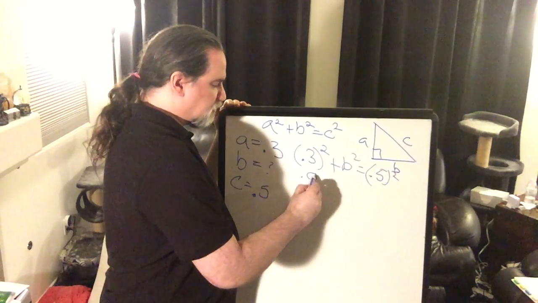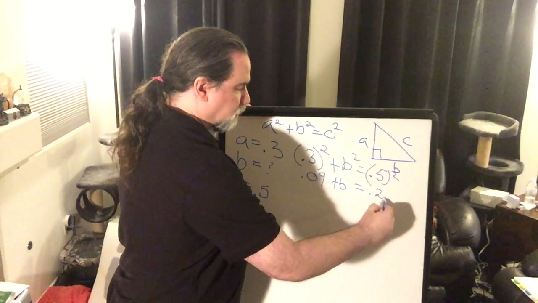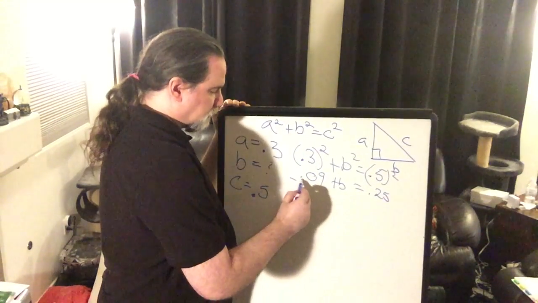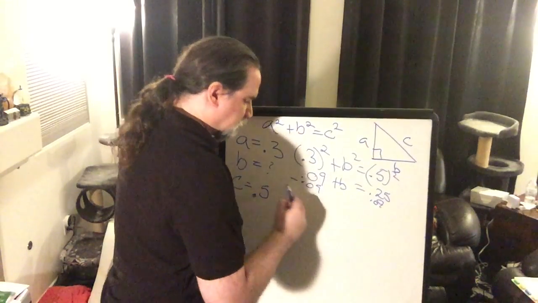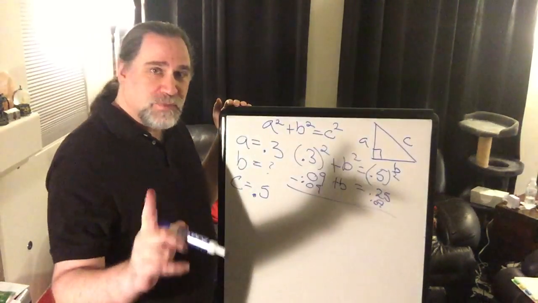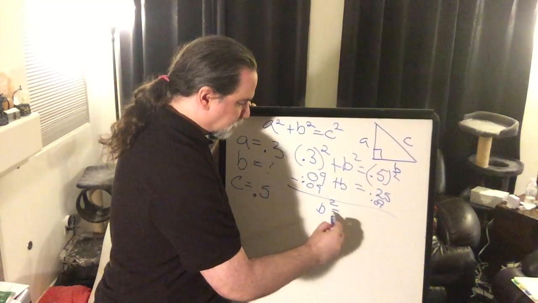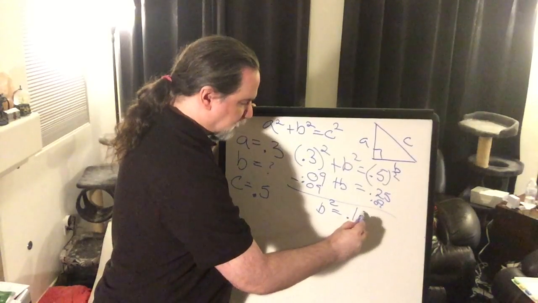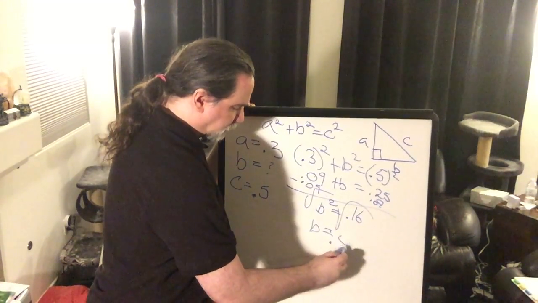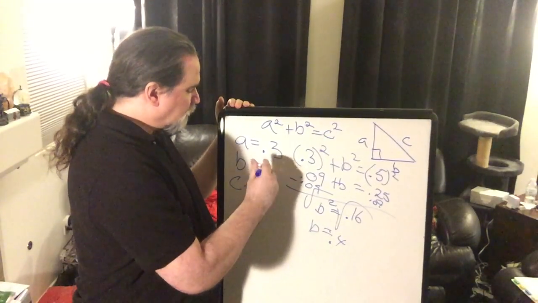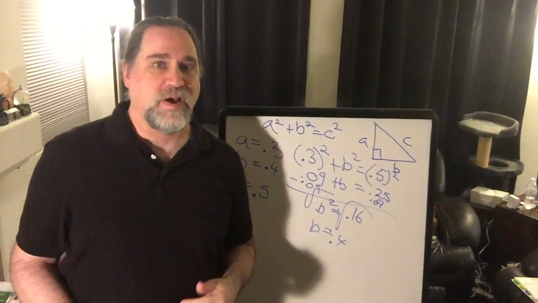0.3 squared is 0.09. 0.5 squared would be 0.25. We subtract 0.09. Remember, like we did the last one. And you know what? I'm going to give you a step-by-step as soon as we're done here. We get b squared equals 0.16. And when we take the square root, 0.4. The most common, the most famous Pythagorean triple is 3, 4, 5.